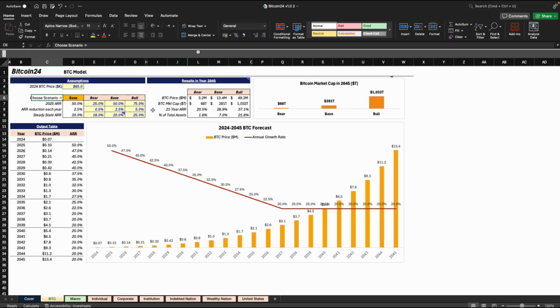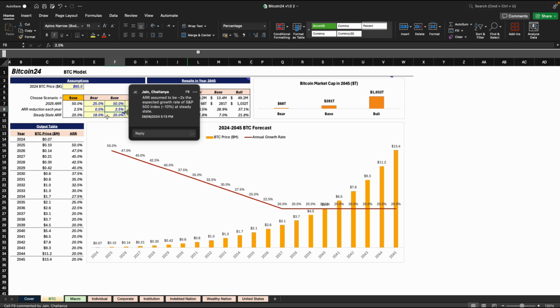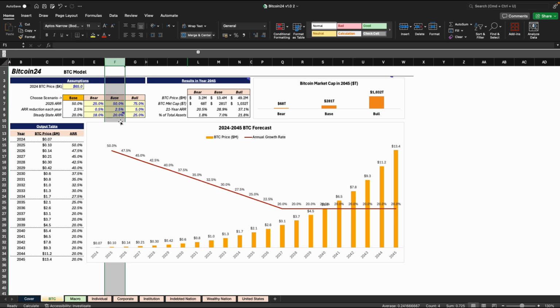And here, these are the predictions that the creators of this model make about Bitcoin. So these are also their assumptions. They're saying that the 2025 ARR, the revenue for the first year after this model, will be 50%, and the revenue will be reduced by 2.5% on average until it reaches a steady state of 20%. So this is the base case.